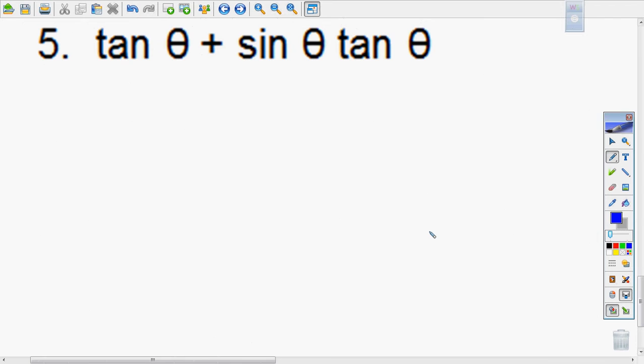Okay, so we're going to do another one. Let's talk about what this looks like as an algebra problem. In algebra, if I asked you to factor 2 plus 2x, how would you factor that? If I asked you in algebra 1 or algebra 2 to factor 2 plus 2x, what would you tell me to do?